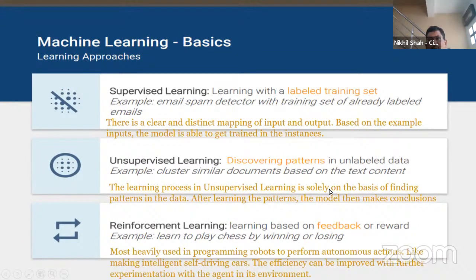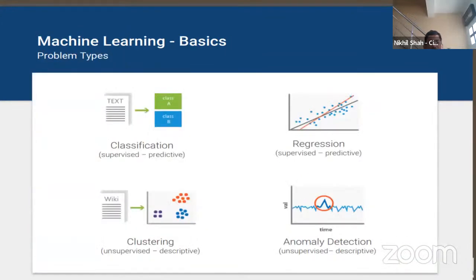So essentially, unsupervised learning is based on finding patterns in the data. And after learning the pattern, the model can make conclusions. Versus in supervised learning, you have a very clear mapping between input and output. Basically, you have to give a lot of training in that case. So if I want to classify a particular text, whether it is an abusive text or a friendly text, right, that classification can be done by machine learning.